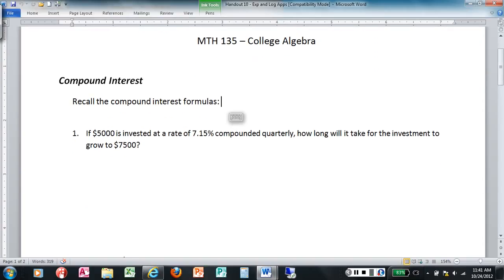One of them was, if we have compound quarterly, compound monthly, if that's the way our compounding is working, then our formula is A equals P times (1 plus R over N) to the NT power. The other formula is a lot nicer. That formula is simply A equals PE to the RT power, PERT.